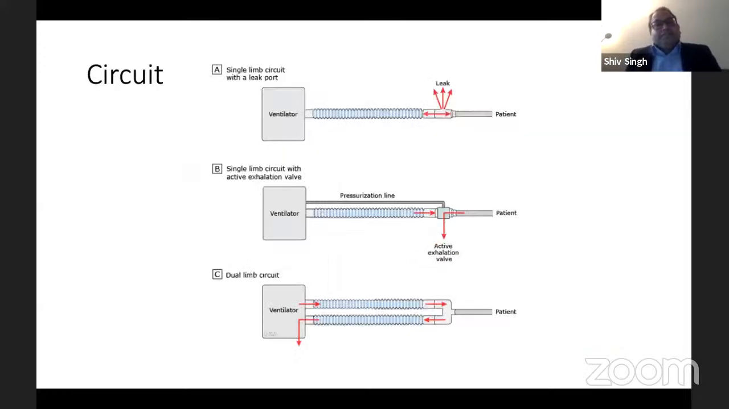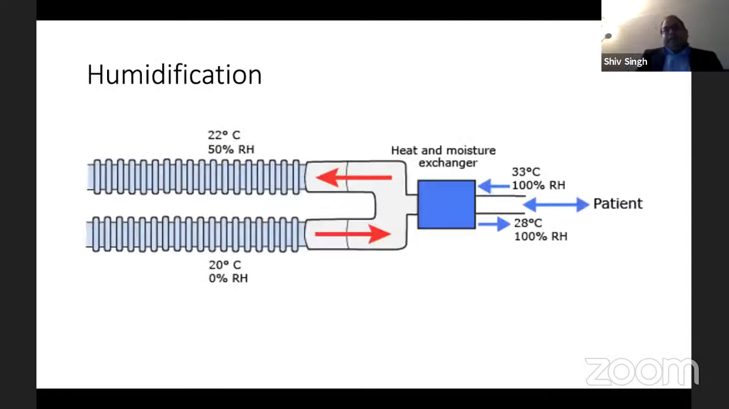For non-invasive ventilation, coming to the circuit, we can have a single limb circuit where the expiration is passive, or a single limb circuit with an active exhalation valve, which is controlled by a pressurized line that we can see. Or you can have a simple circuit like our normal breathing system with a dual limb, with inspiratory and expiratory limbs connected to pressure. So that's the circuit. HME filters can also be used, and they can provide some amount of humidity.